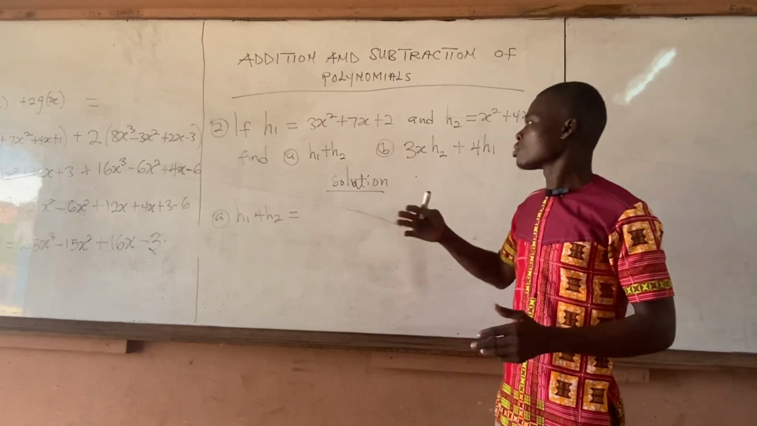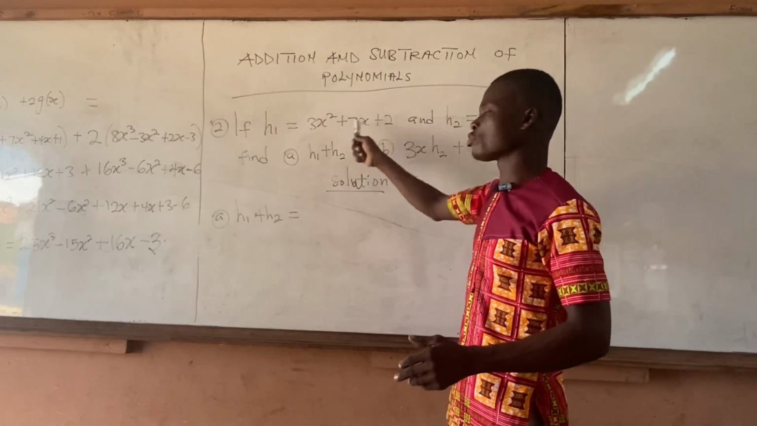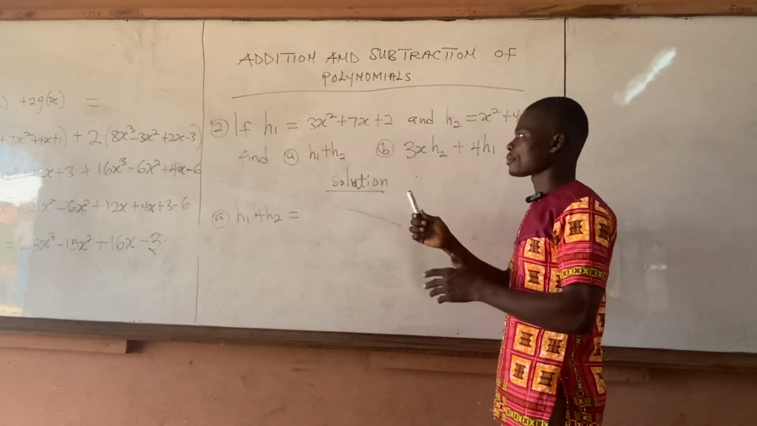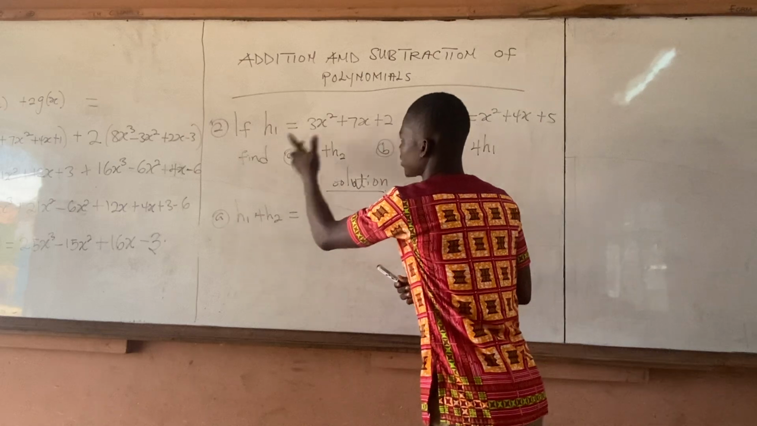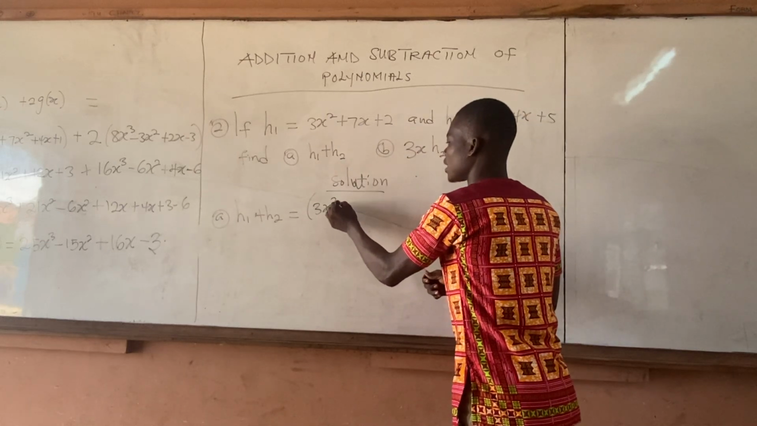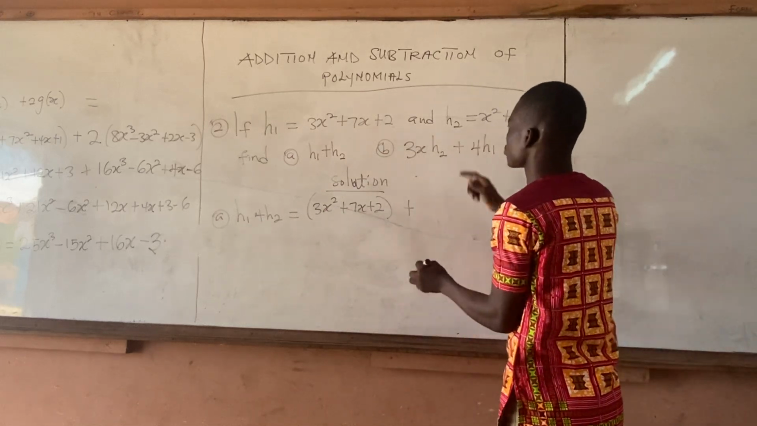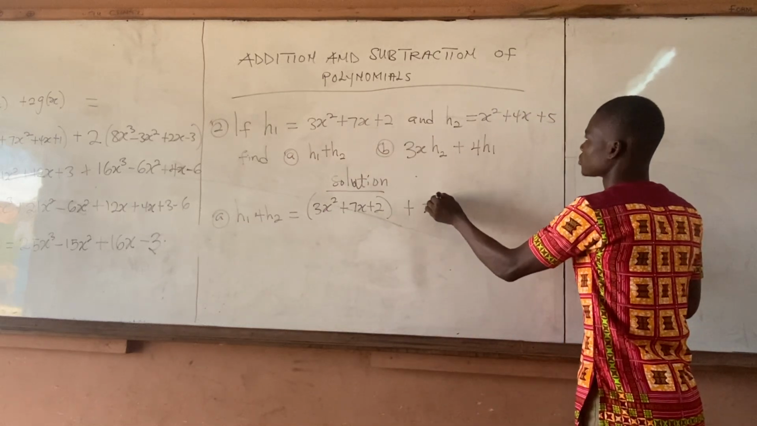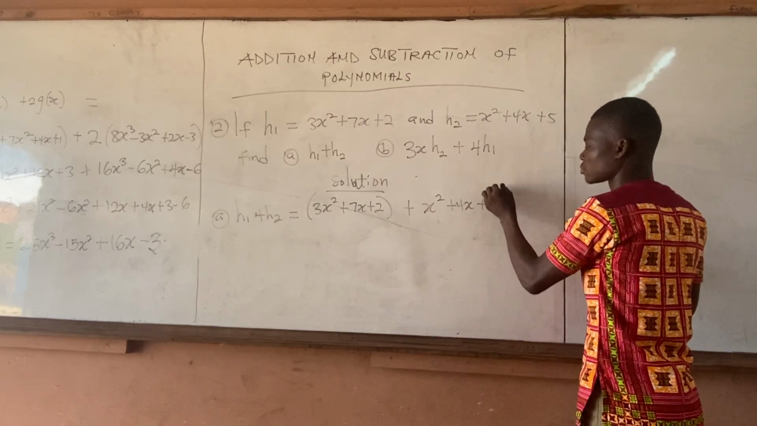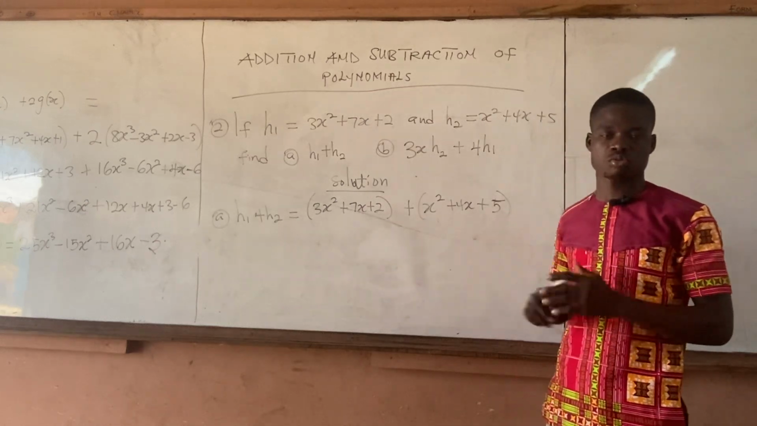So the first part of the problem is demanding the addition of these two functions. So let's try to add them. Now h1 is this function: 3s squared plus 7x plus 2, plus h2. So that's h1 plus h2.